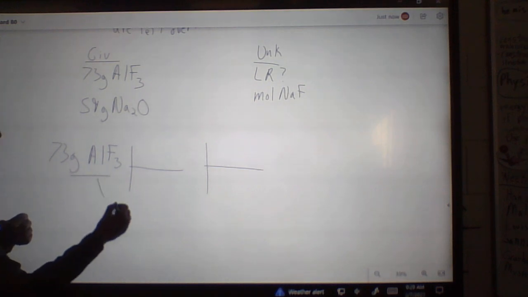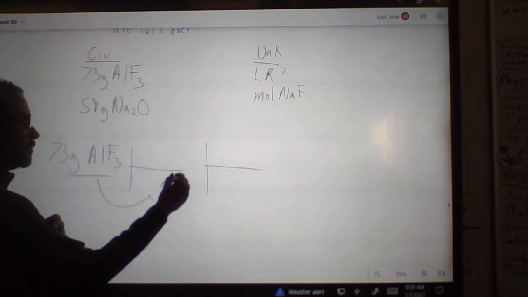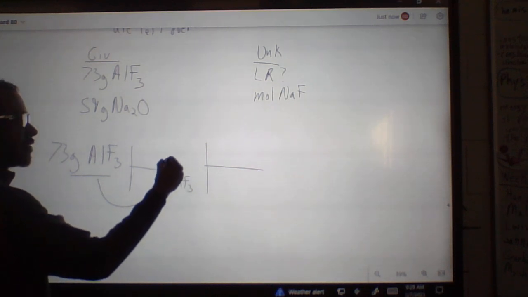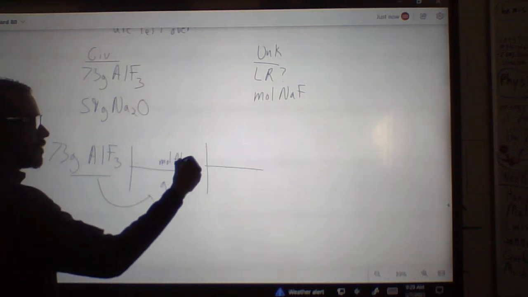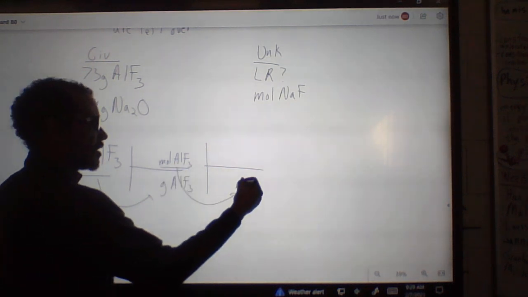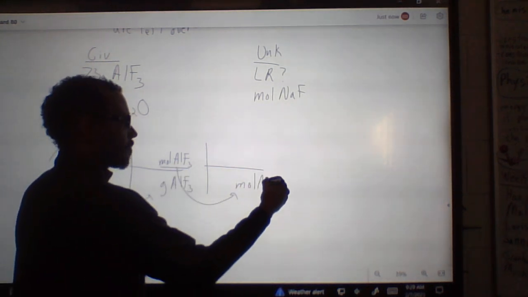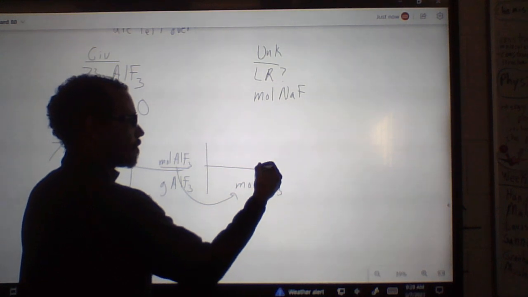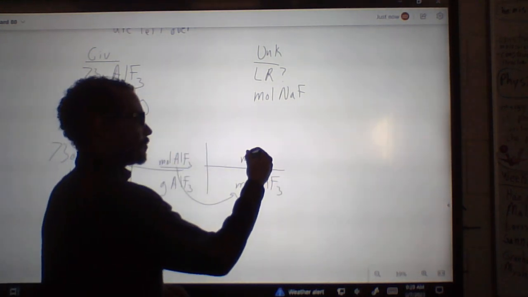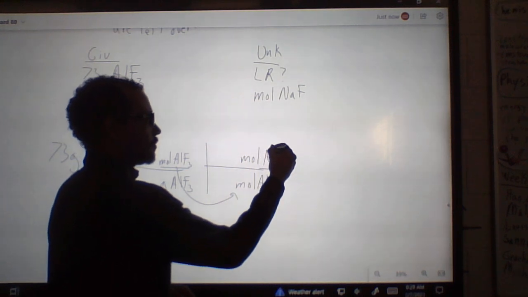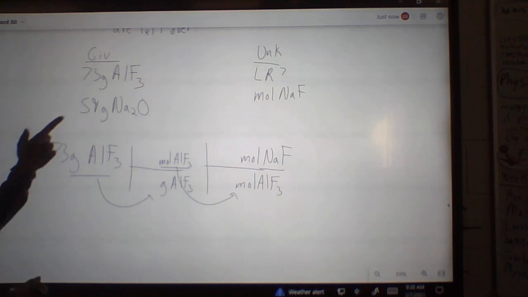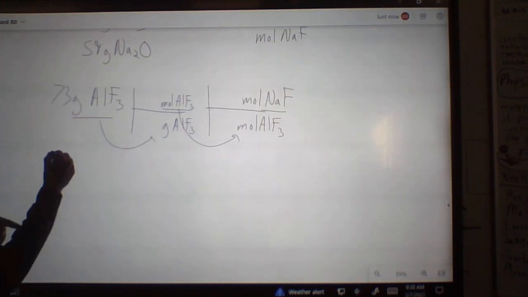Every single time we underline. From here, the only place I can go is to moles. I'm not able to change my unit. Same thing every single time. And then now I can go into my unknown. I'll do the same thing for Na2O.